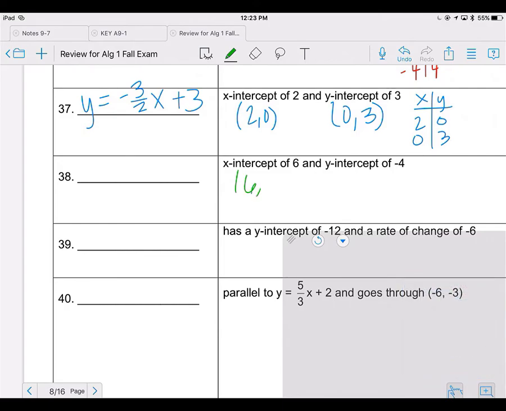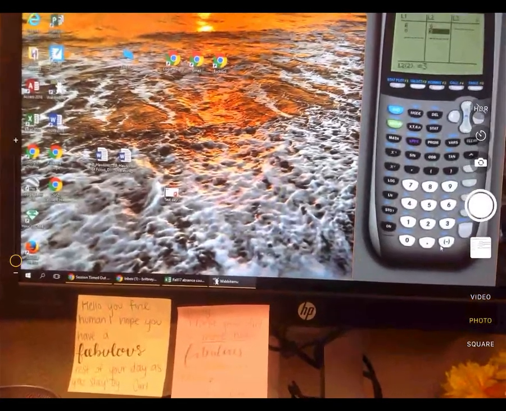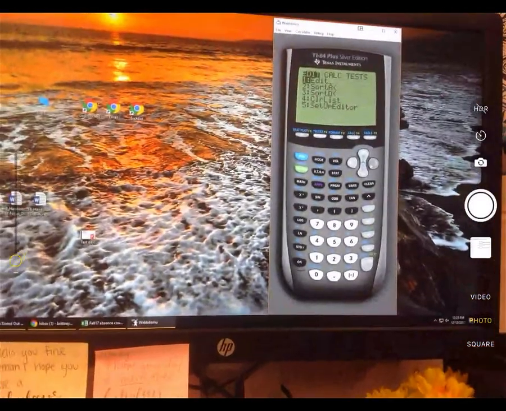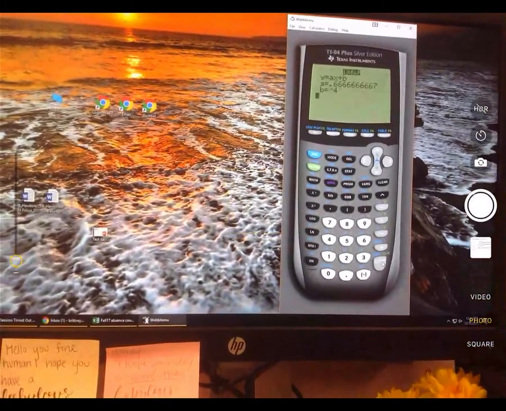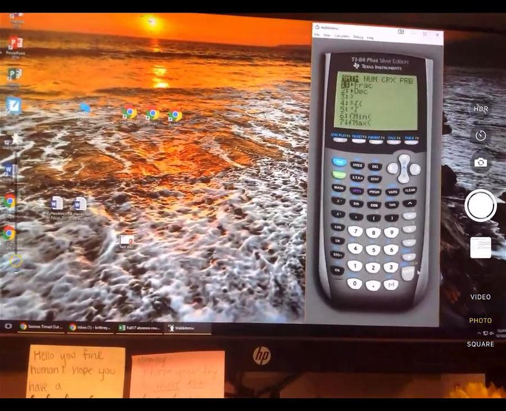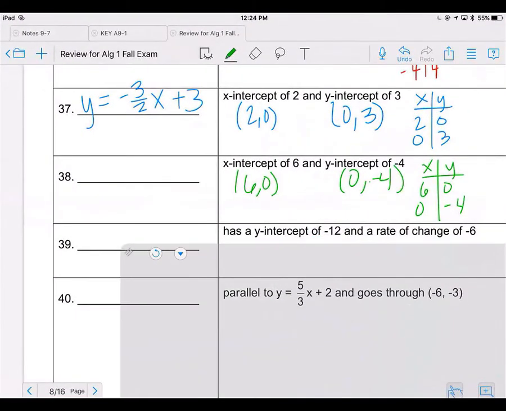38, similar situation, y-intercept, x-intercept. So we plug them into stat edit. So we have 6, 0, and 0, negative 4. Stat, calc, 4, enter, enter, enter, enter. And then the 0.6 repeating, math, enter, enter, is 2/3. So our equation is y equals 2/3 x minus 4.